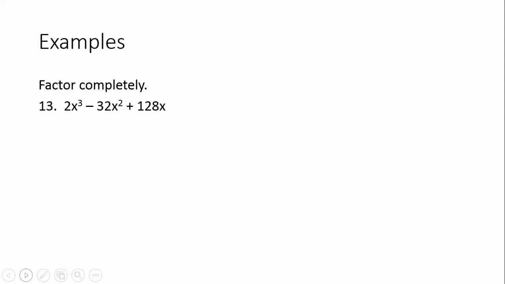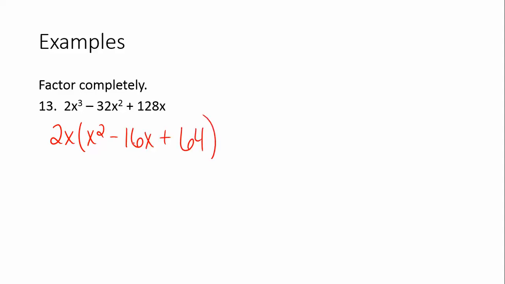And I think the last one we'll do is 13. Here's a big one where we need to factor something out. They all have a 2 in common and an x. So if I factor out a 2x, I'm left with x squared minus 16x plus 64. And what you're left with is actually a perfect square trinomial. But if you don't see that, that's okay.